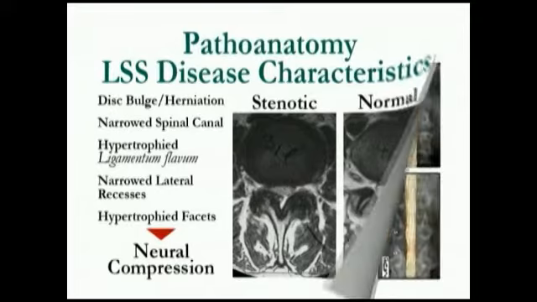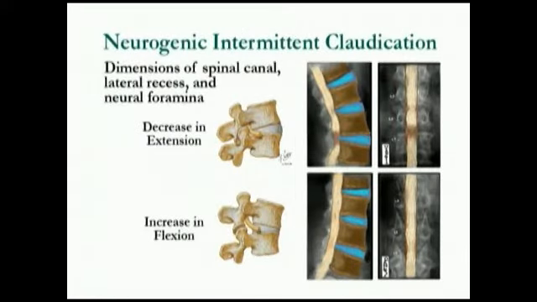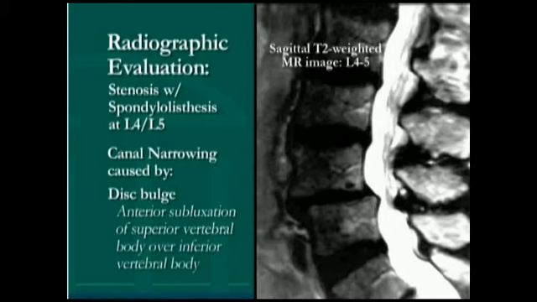As the lumbar spine is extended or bent backwards, these hypertrophied facets and ligaments close down around the nerves, causing nerve compression. In flexion, the neuroforamina actually open, giving the nerve more room and less compression. Here's an MRI example of spondylolisthesis, which is the last stage of lumbar spinal stenosis.